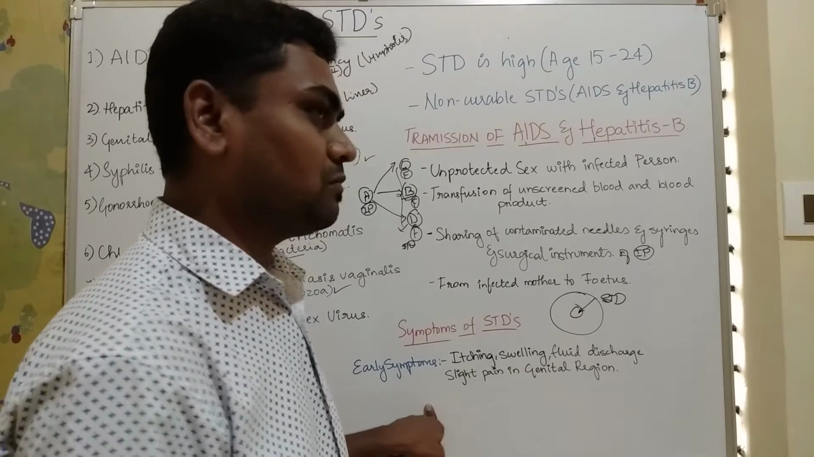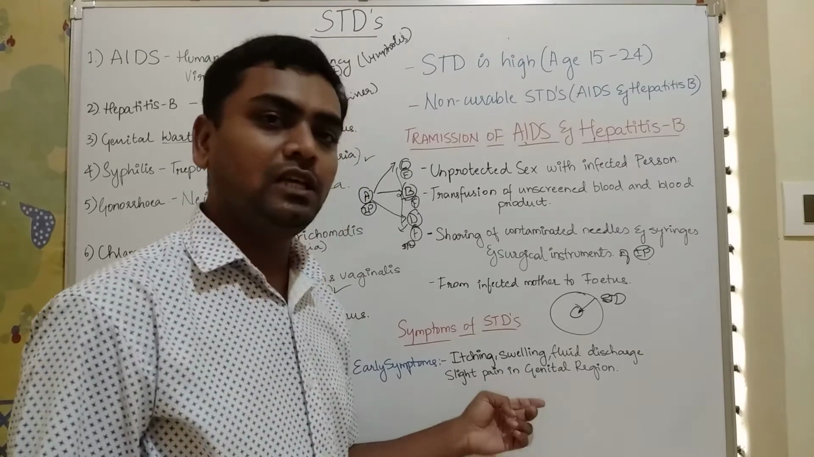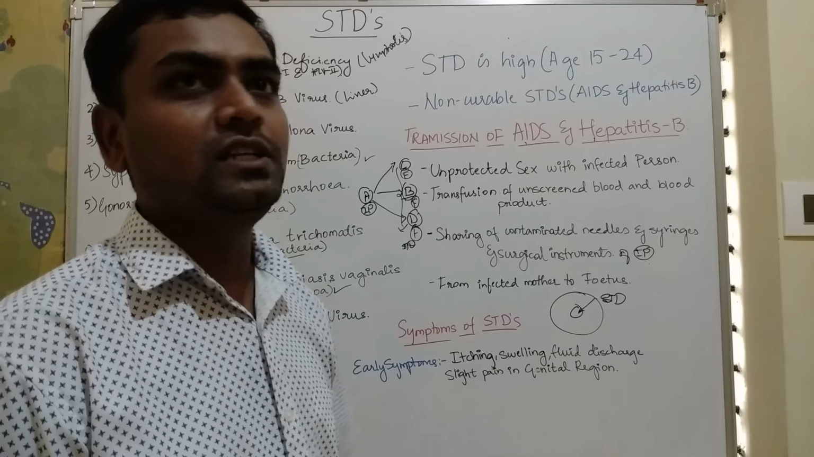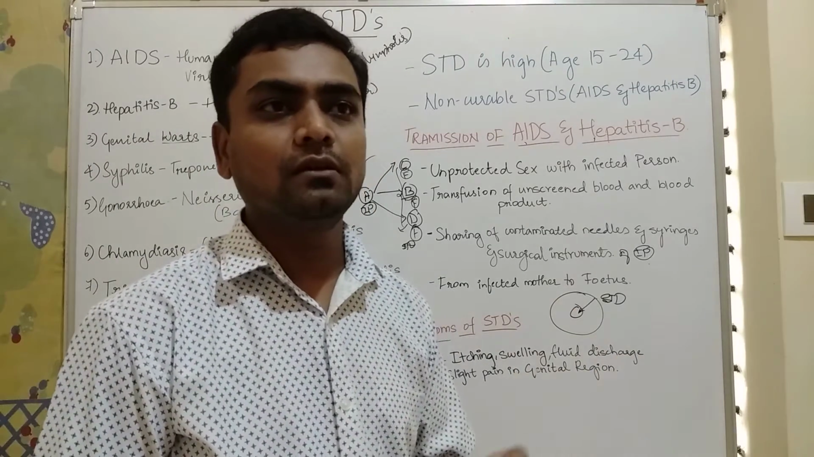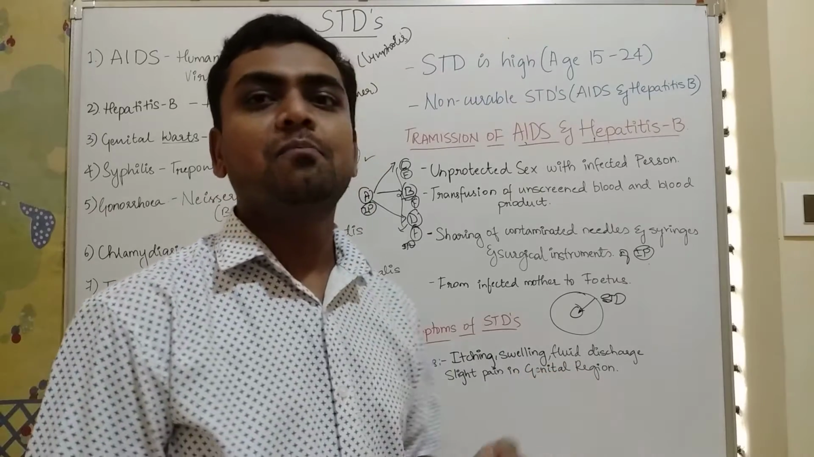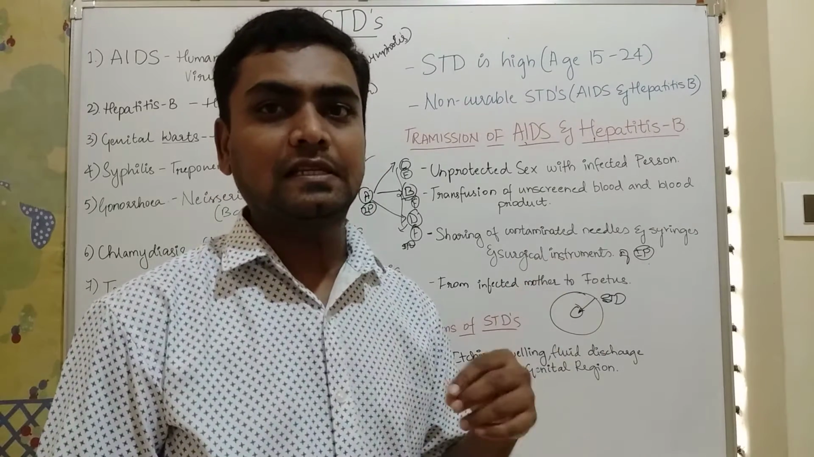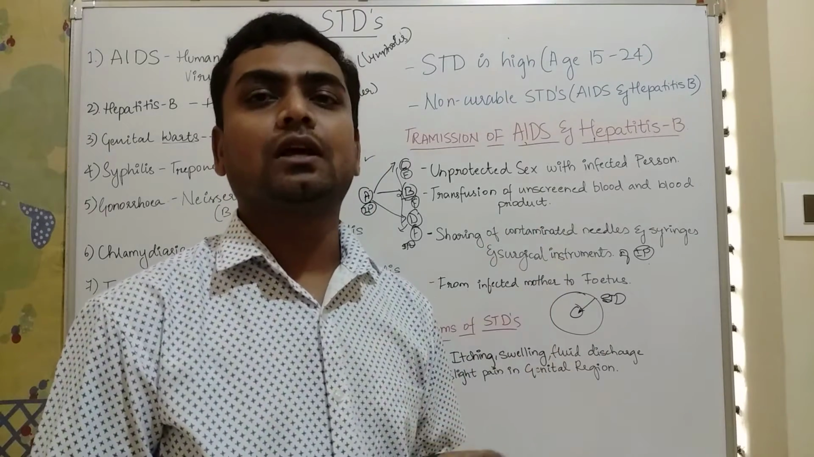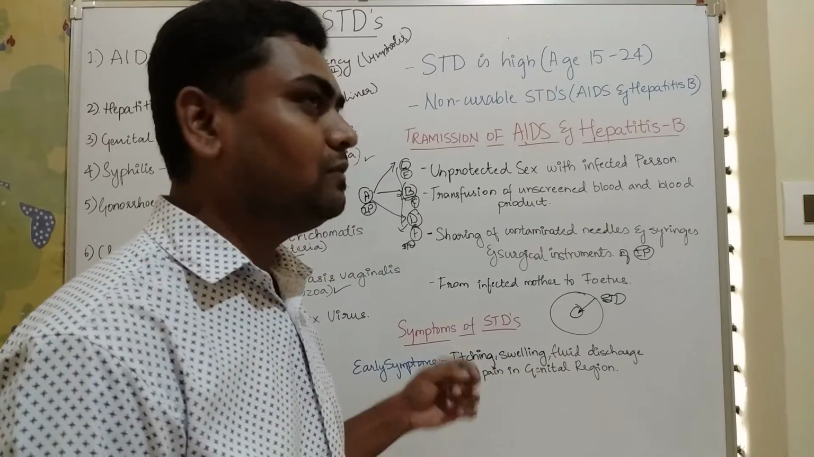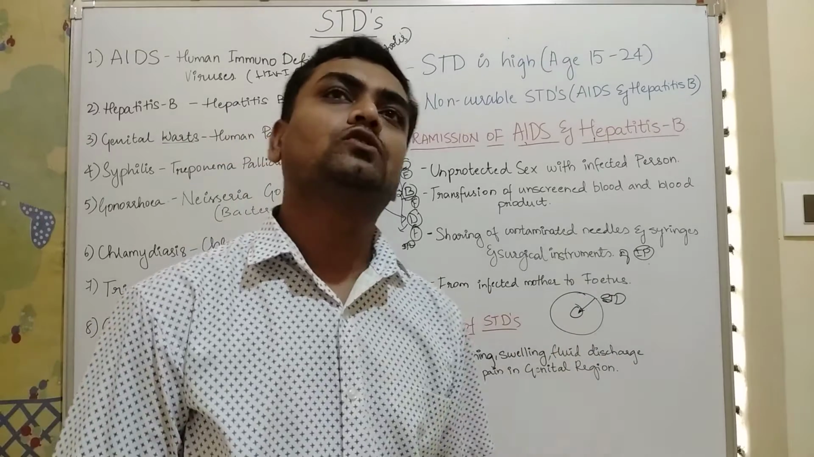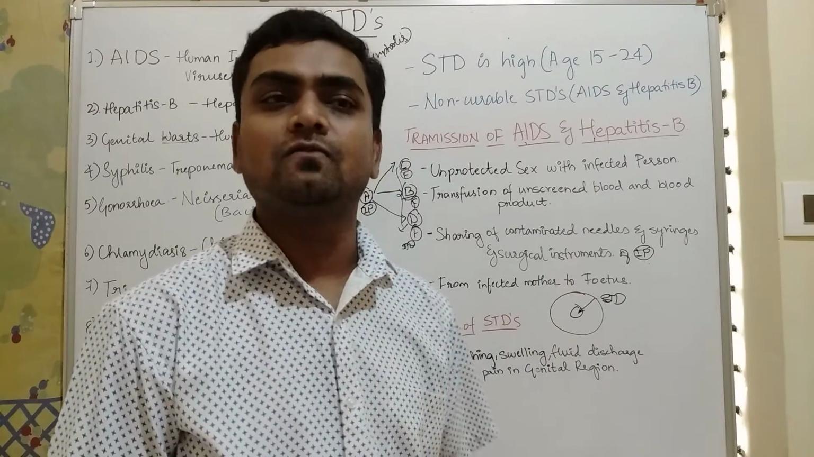What are the early symptoms? Early symptoms are itching, swelling, and fluid discharge. Fluid discharge may be from the vagina, the vaginal opening or vaginal cavity, or the penis. The glans penis has a secretion, yellowish in color, with a foul smell. If there is a foul smell, it again leads to a fungal infection or a bacterial infection.